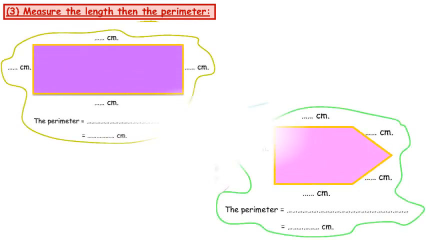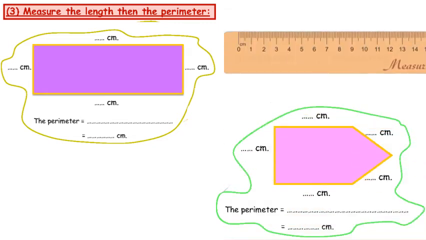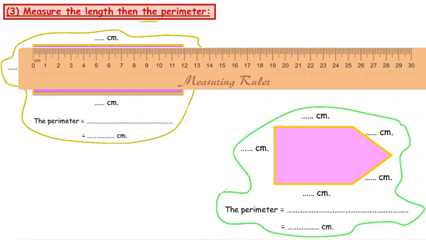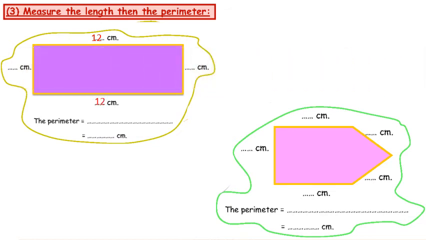Measure the length, then find the perimeter. Okay, this rectangle, I want to measure each side of this rectangle first. So I will use my ruler. The first side, I will begin from 0 to 12. So this side is 12 centimeters. So the side opposite to it is 12 too, because it's a rectangle.